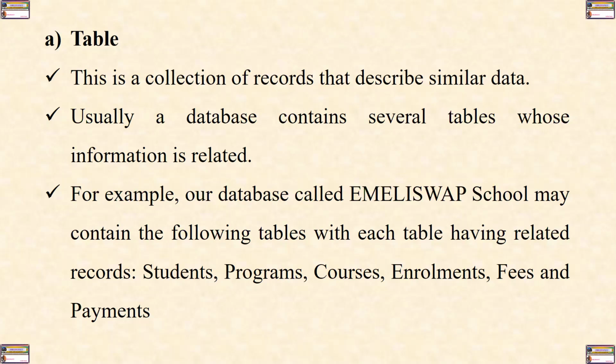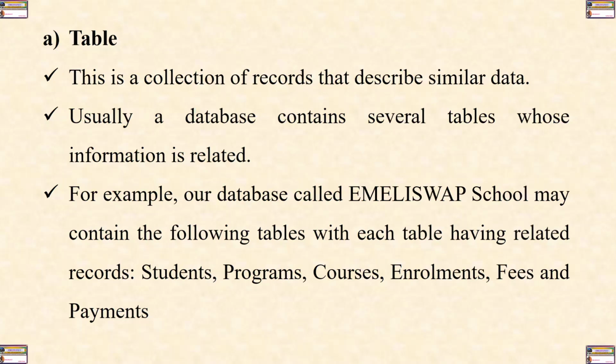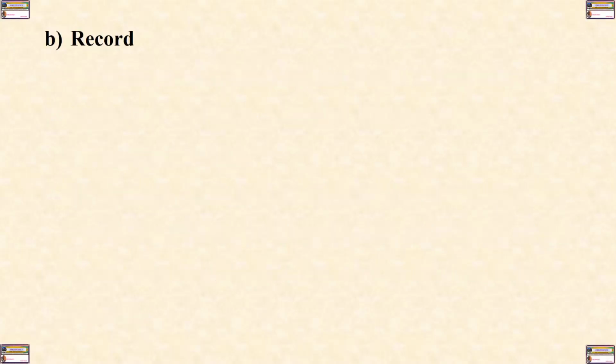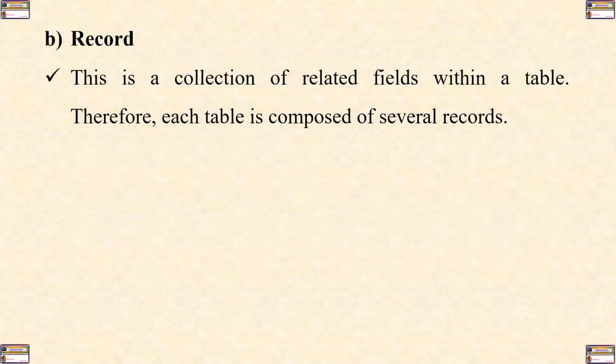So the name of the database depends on the information that is in the tables. Each table is composed of certain information which is organized in the form of records, as we are going to see. So what is a record? A record is a collection of related fields within a table. So this simply means that a table is a collection of related records, and therefore, each table is composed of several records.